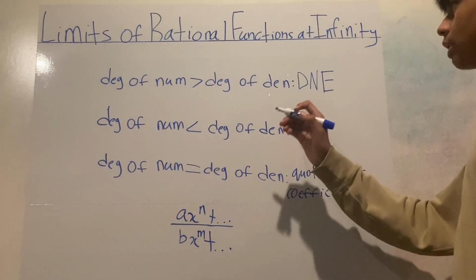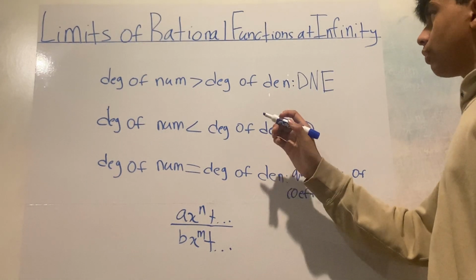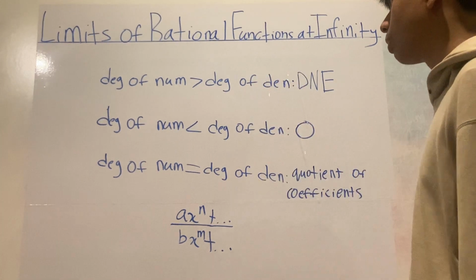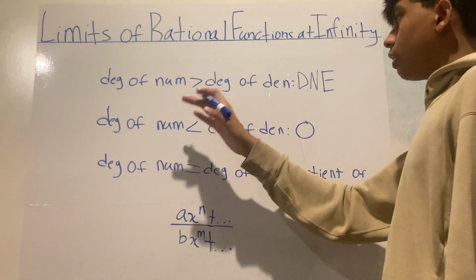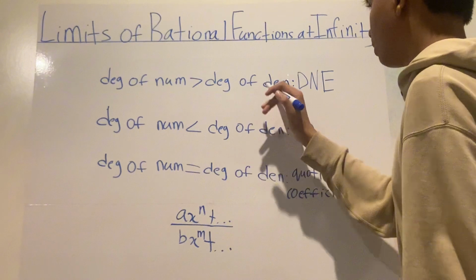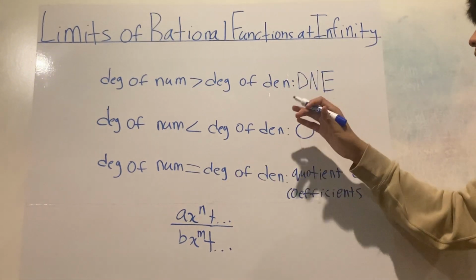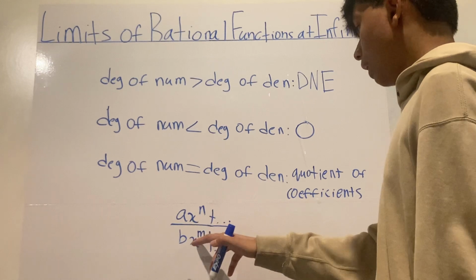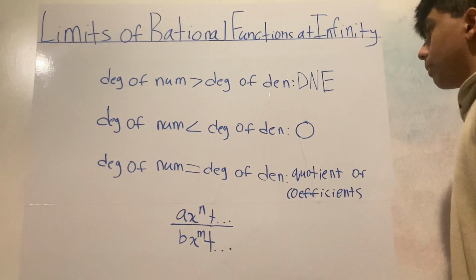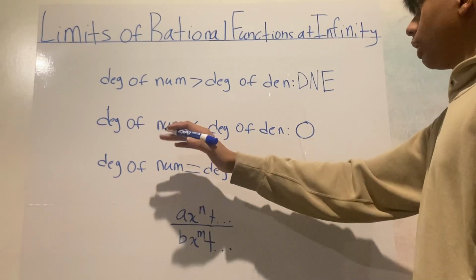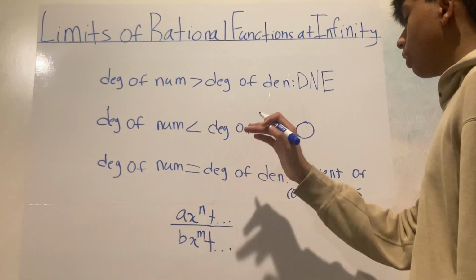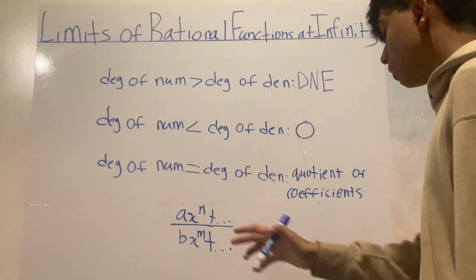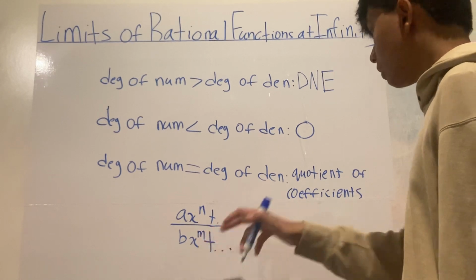Okay, so to understand how to find the limits of rational functions when x approaches infinity or negative infinity, you need to understand these three rules. When the degree of the numerator is greater than the degree of the denominator, then the limit does not exist. So that means if n is greater than m, then there's no limit. But if the degree of the numerator is less than the degree of the denominator, then the limit is equal to 0. So that means if n is less than m, then it's 0.